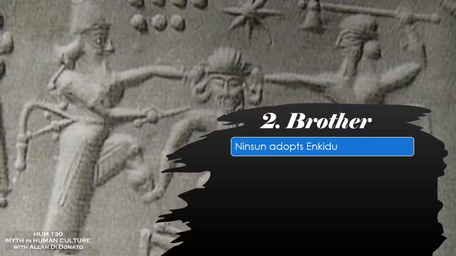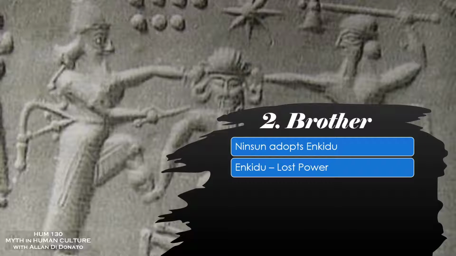Enkidu is actually adopted by Ninsun, which is Gilgamesh's mother, so she really refers to him very much like the brother of Gilgamesh, and we're in phase 2. Now, the thing that is a problem for Enkidu is that now that he's in the city, he's lost his power. He's lost his connection to the way he used to be in the wild. The ferocious, violent creature now becomes a civilized, weak, soft human being. And that's a problem. It bothers him.